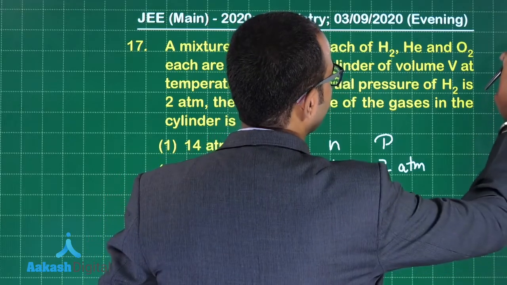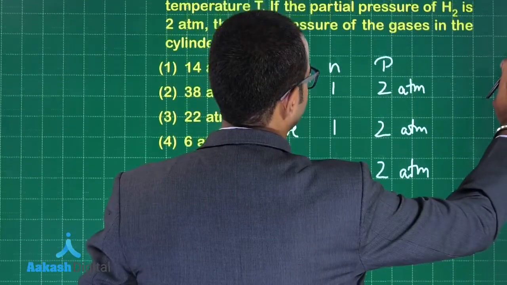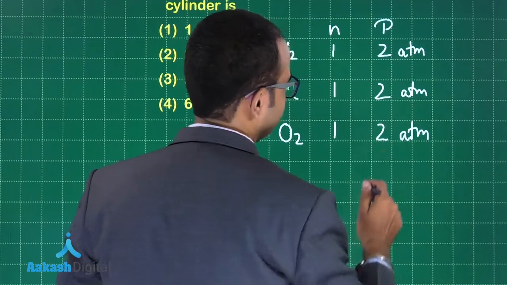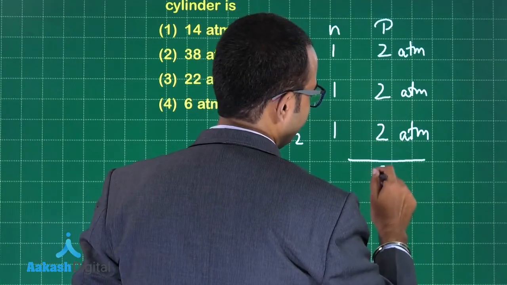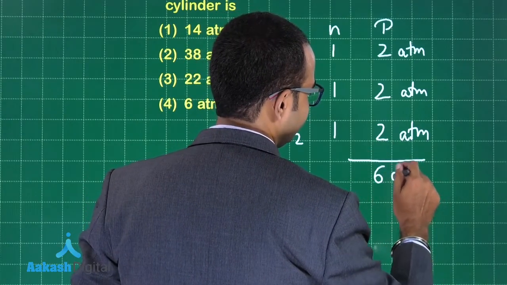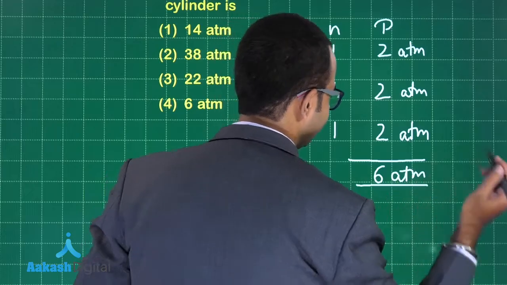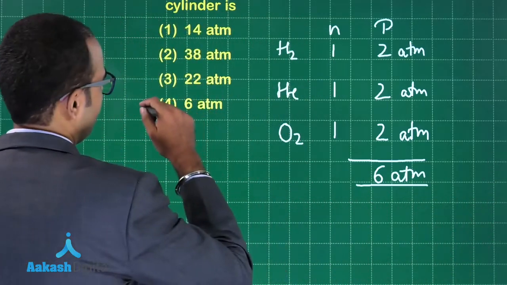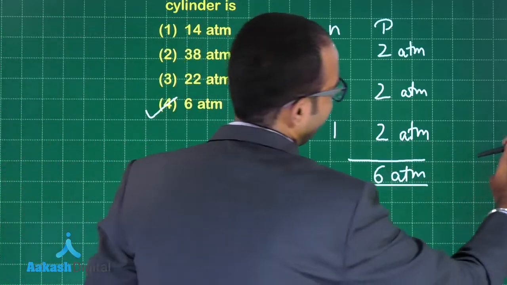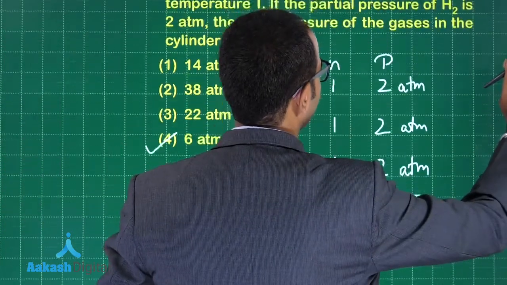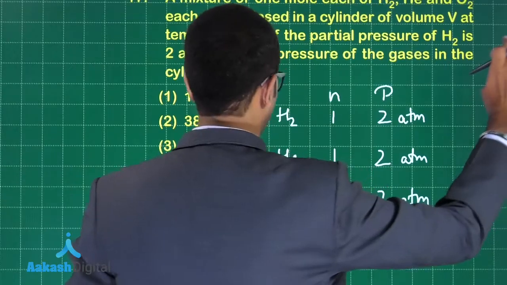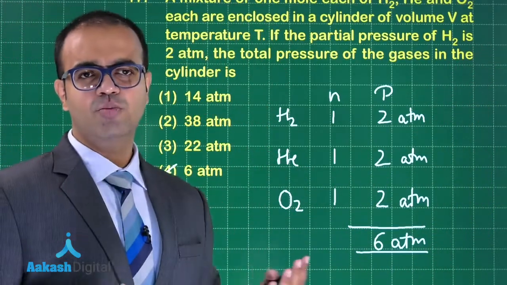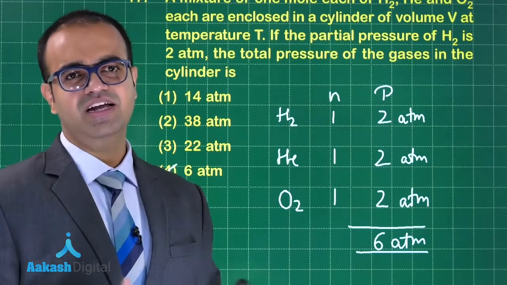So the total pressure becomes how much? The total pressure is 6 atm. Therefore, the answer is option 4, guys. I hope you have understood. This is a very simple question, guys, not at all a difficult question. So that is your 4 marks. Let us proceed ahead, guys.